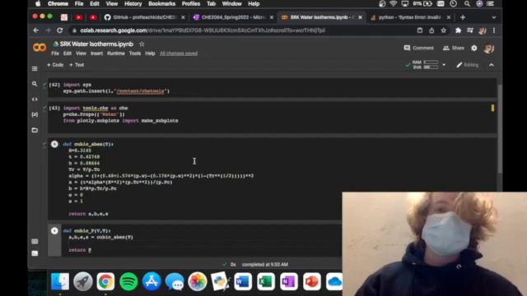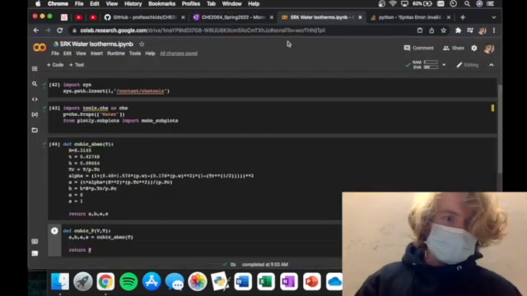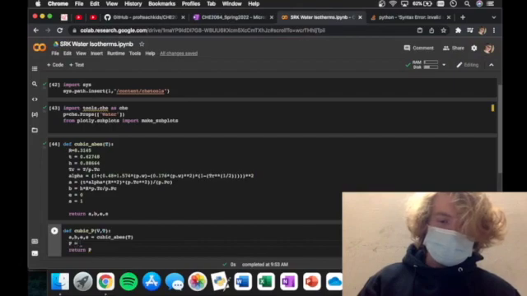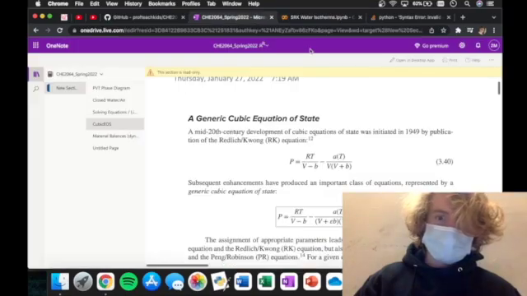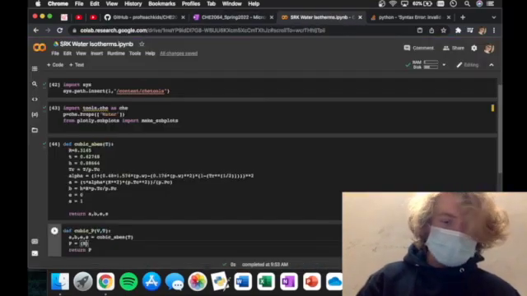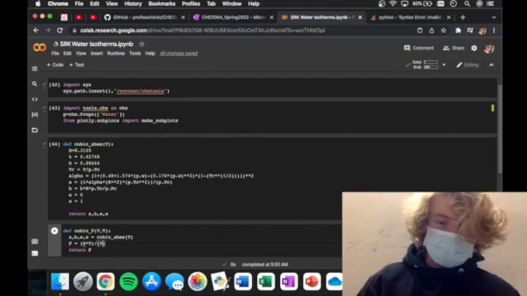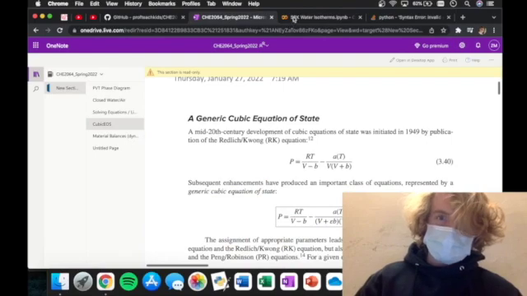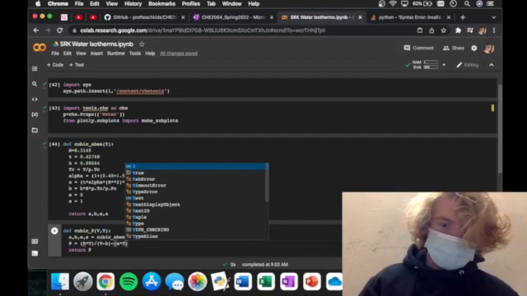Alright, and now we're ready to go ahead and input our equation for pressure, which we have over here. So we're just going to go ahead and write this in there. So P is going to be equal to V, let's see here, that's going to be equal to R times T. That's going to be divided by V minus B, and that's going to be subtracted by A times T.